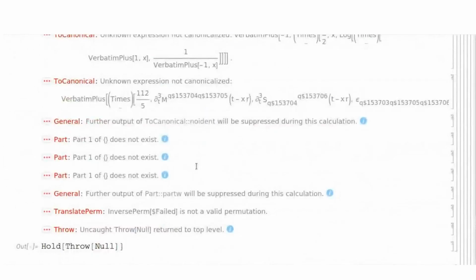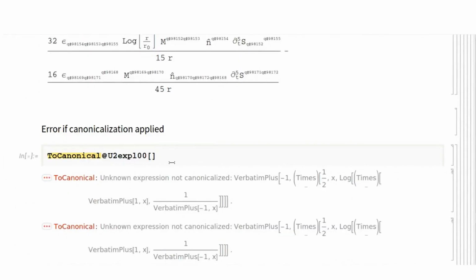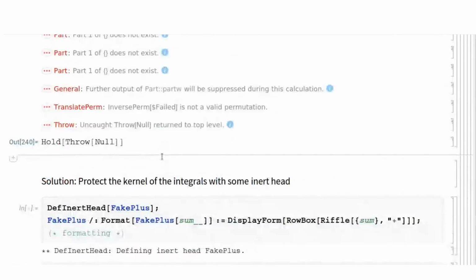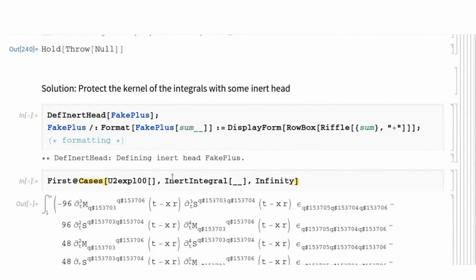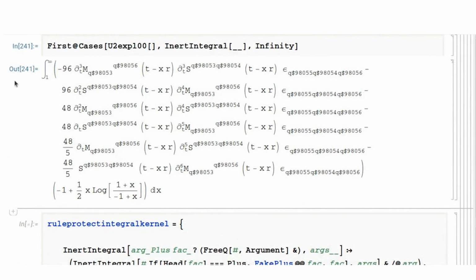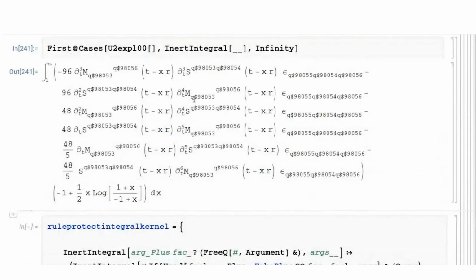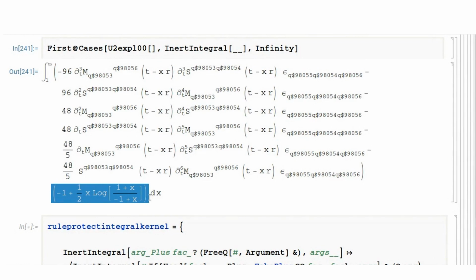Right, it was just to show you how bad it can be. If I apply to canonical, it does not work actually. I do it just for fun because in the integrals, one of the integrals is written here. You have complicated sums multiplied by the kernel. And so ToCanonical does not like sums like this put all together in one inert head. So what you have to do here is to expand what can be expanded, but keeping the kernel intact, because otherwise the integral will be divergent.